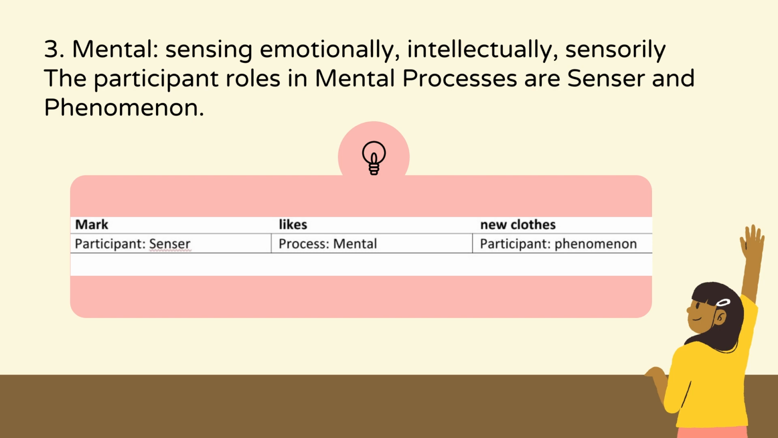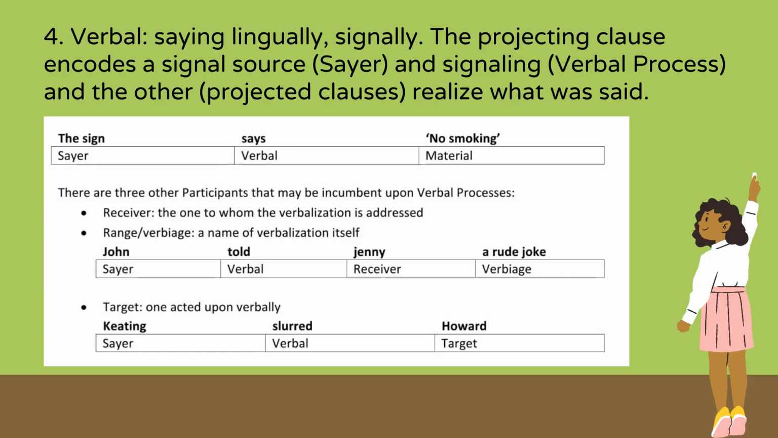Also, there are three other participants that may be involved in verbal processes. The first is the receiver, or the one to whom the verbalization is addressed. The second is the range or verbiage. It is the name of the verbalization itself. And the last is the target. It is the one acted upon verbally. You can see the examples below. There are several examples here of the verbal process.